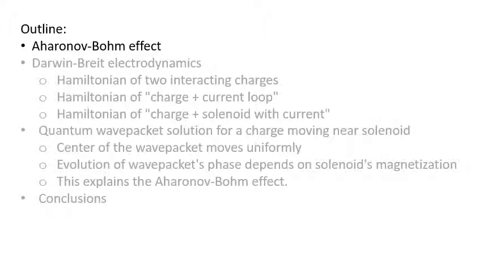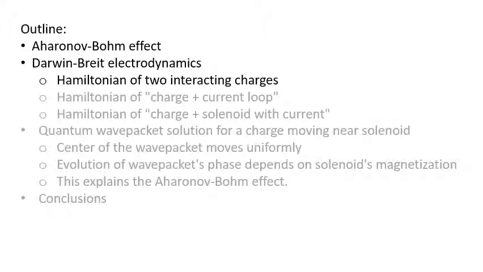Darwin-Breit electrodynamics describes successfully many electromagnetic phenomena. You can read about these phenomena and their explanations in the 3rd volume of my book, which also has many references. Here I would like to focus just on one specific example, which is the Aharonov-Bohm effect. I will show how one can approach this effect from the standpoint of Darwin-Breit theory.